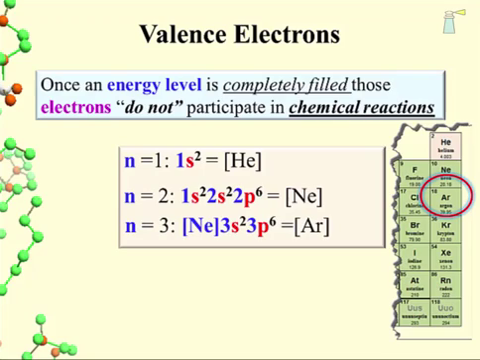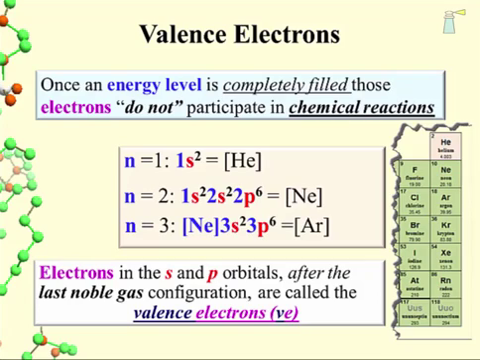When the energy level is 3 or higher, there is a complicating matter. These higher energy levels have additional orbital types like d and f that require additional consideration. But for now, we'll just focus on electrons in the s and p orbitals. Electrons in the s and p orbitals, after the last noble gas configuration, are called the valence electrons, VE for short. Valence electrons are a very important concept in considering chemical reactions and molecular structure. It is worth our time to make sure that we are confident of which electrons in an atom are characterized as valence electrons.